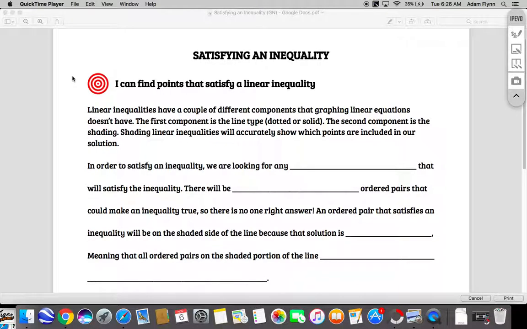This is the guided note video for satisfying an inequality. Our learning target is I can find points that satisfy a linear inequality.